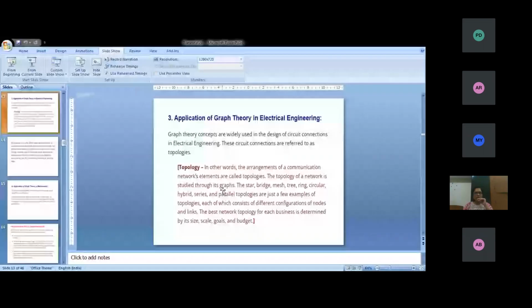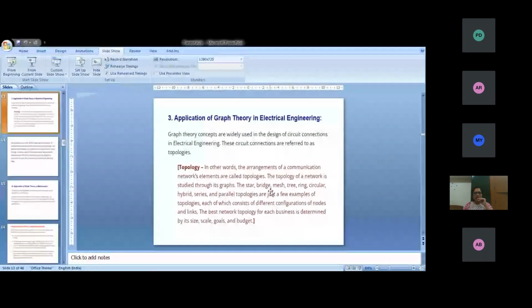Topology, in other words, the arrangement of communication network elements is called topologies. The topology of a network is studied through its graph. So topology means it's a graph. We'll be having the vertices and edges. So we are giving a different name in the engineering field. It is called topology.